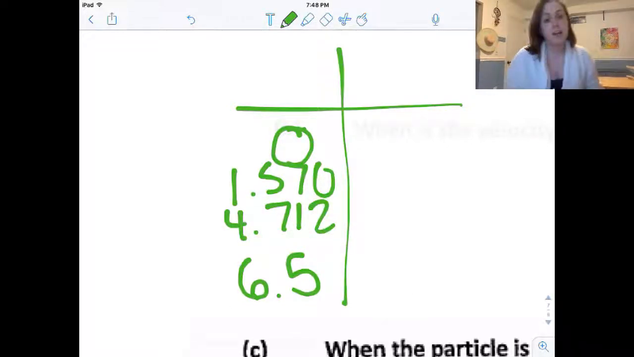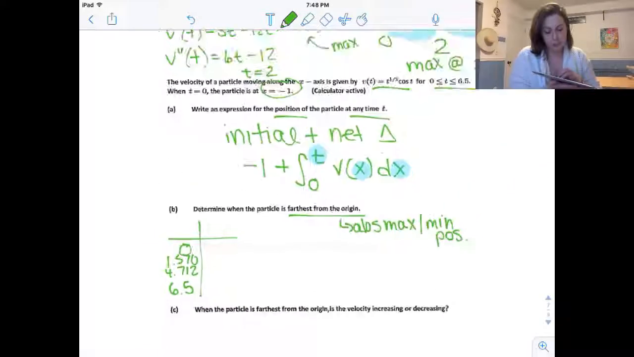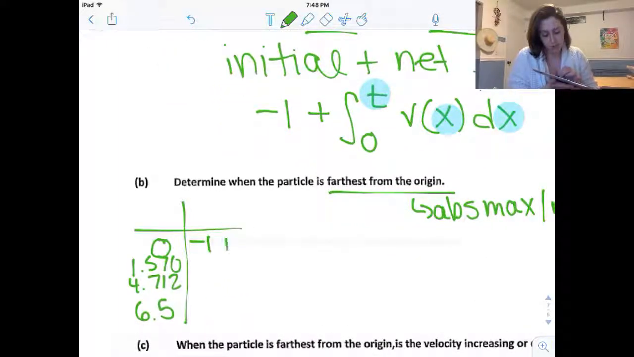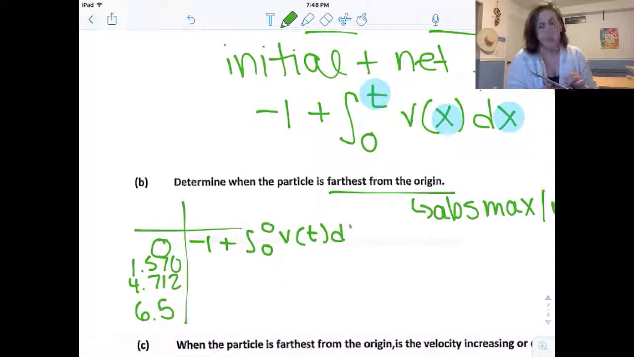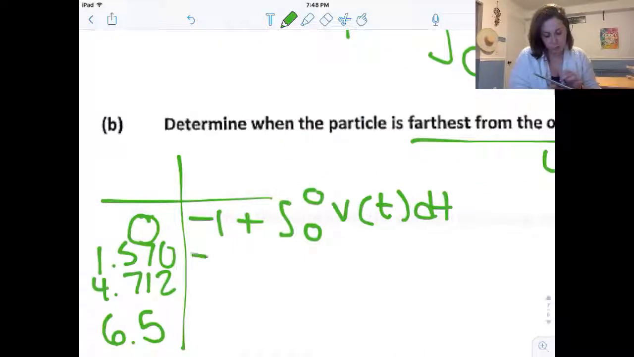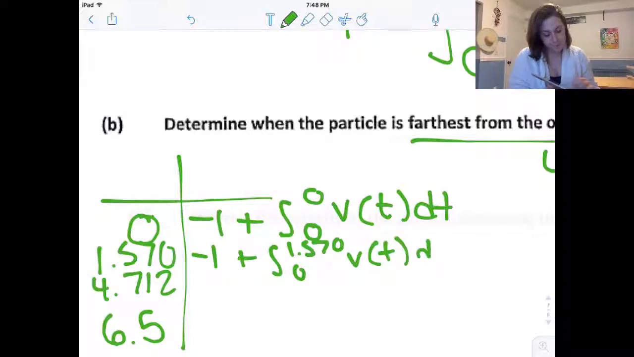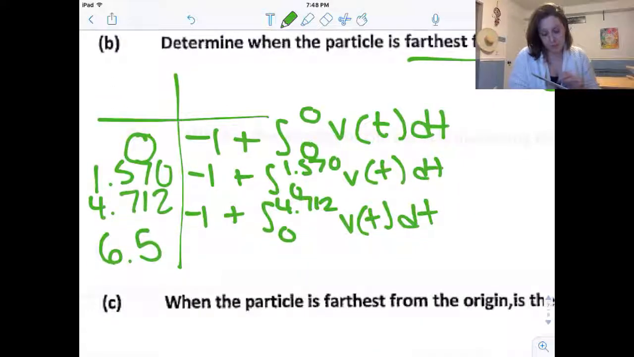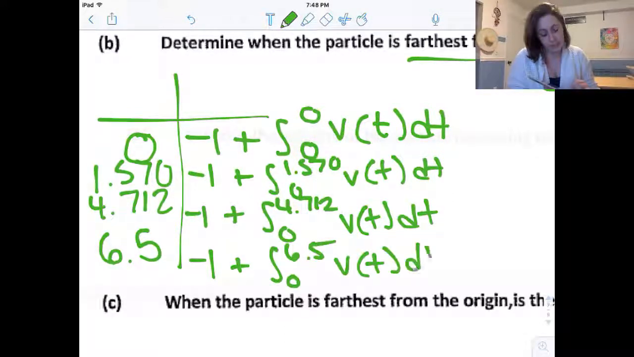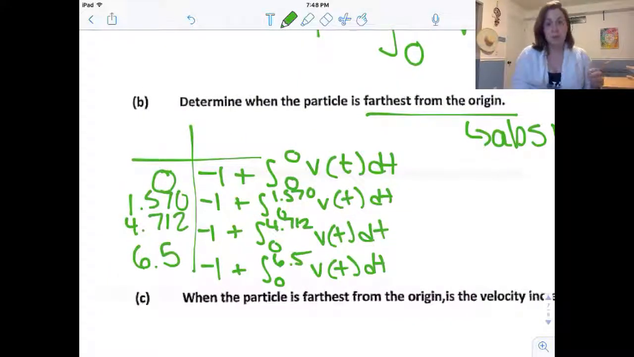And I'm going to test those values. So to test them, to actually find the position, I'm going to do the initial, which was -1, plus the integral from 0 to 0 of v of t, or v of x, doesn't matter. This one, I'm going to do -1 plus the integral from 0 to 1.570 of v of t. This one, I'm going to do -1 plus the integral from 0 to 4.712 of v of t. And this one, I'm going to do -1 plus the integral from 0 to 6.5 of v of t dt. And I would look for which one is the furthest from the origin, and that would be my answer.